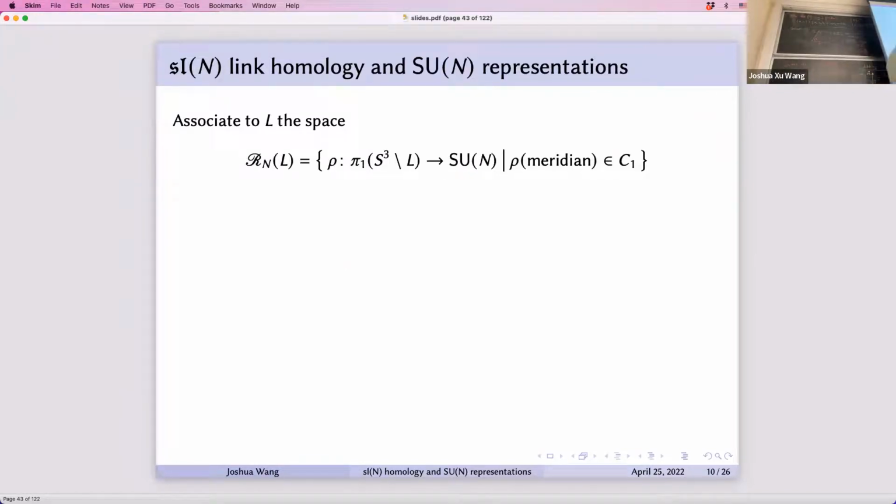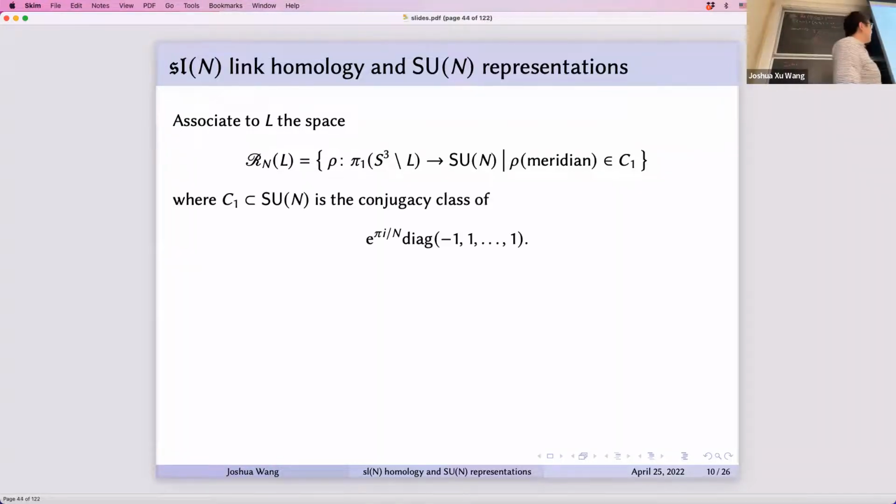That's SL_N homology. Now we're also going to look at a space of representations, but now we're going to look at SU(N) representations. So again, we'll look at homomorphisms from the fundamental group into SU(N), and we'll also require that every meridian goes into a particular conjugacy class, which I'll denote by C_1, and it's the class of this particular matrix. This matrix is a diagonal matrix. It's got a single -1, and then the rest are ones. And then I multiply it by a particular root of unity. This thing will actually lie inside of SU(N) with that root of unity there.